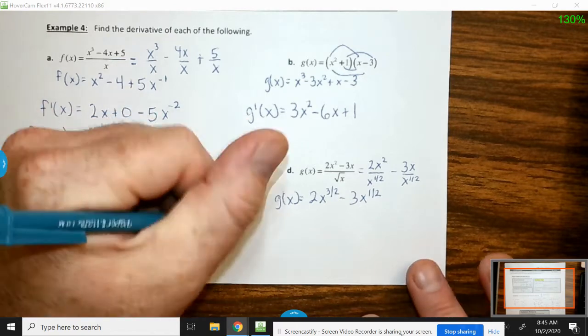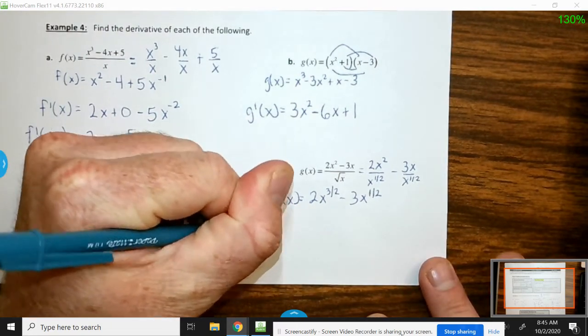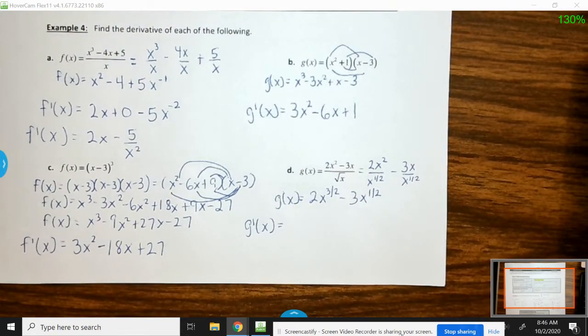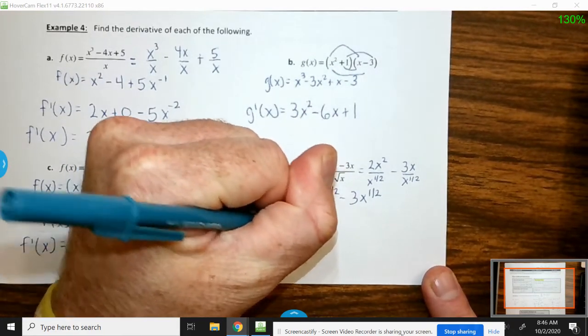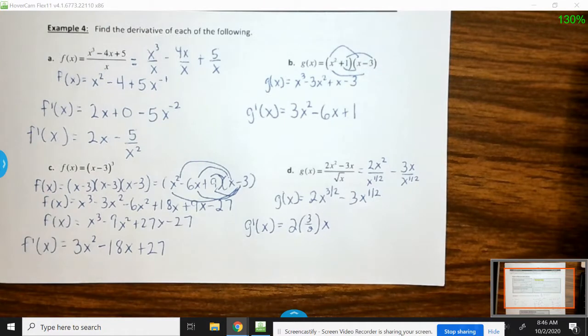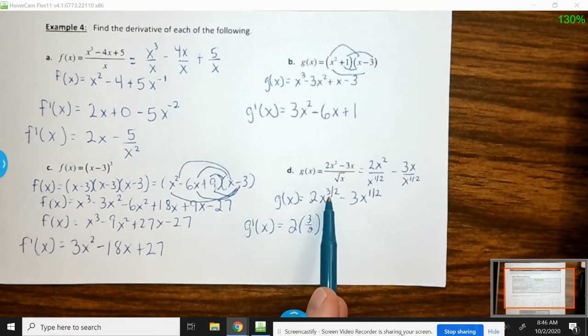Now I can take the derivative. All right, let's take a second to show you and make sure. You have the 2, you multiply the 3/2 out front. Then you get x to the, remember what the power rule says?